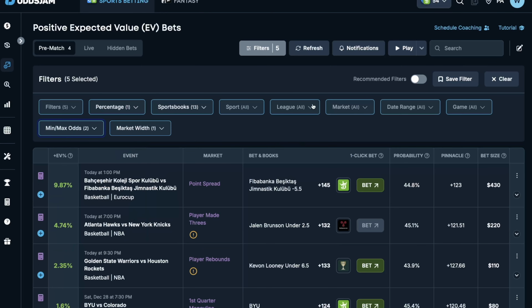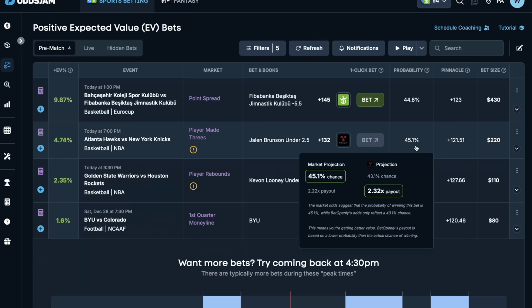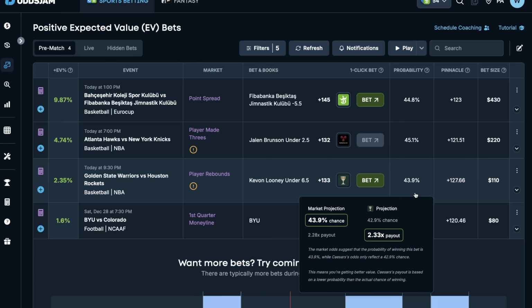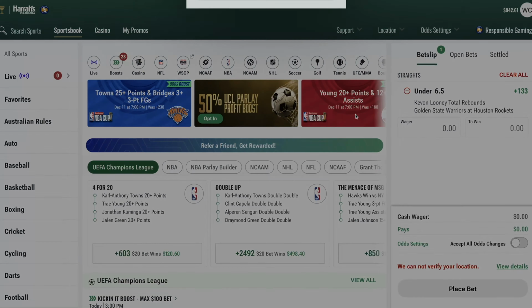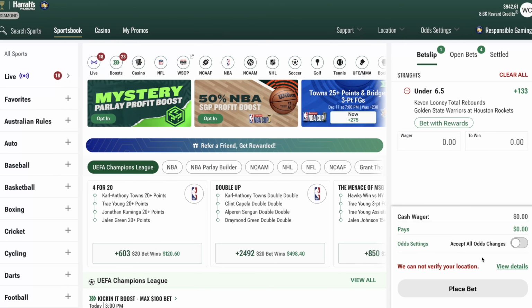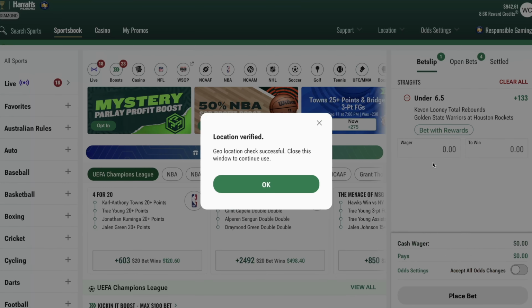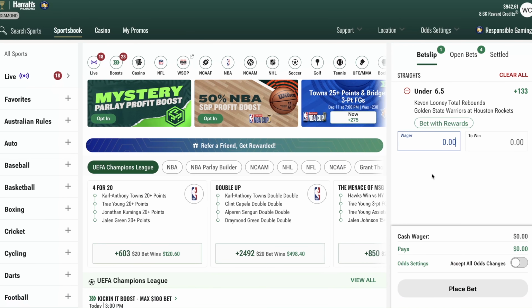Now for plays that live in the plus 116 to plus 130 range, this is where we're going to go ahead and wager 60% of 1 unit on this play. So for Kevon Looney, we already bet his under points, rebounds, and assists. If we go ahead over to Caesars and bet his under 6.5 rebounds right here, we're going to re-verify my location, and put 60% of our $100, or $60, on this play.